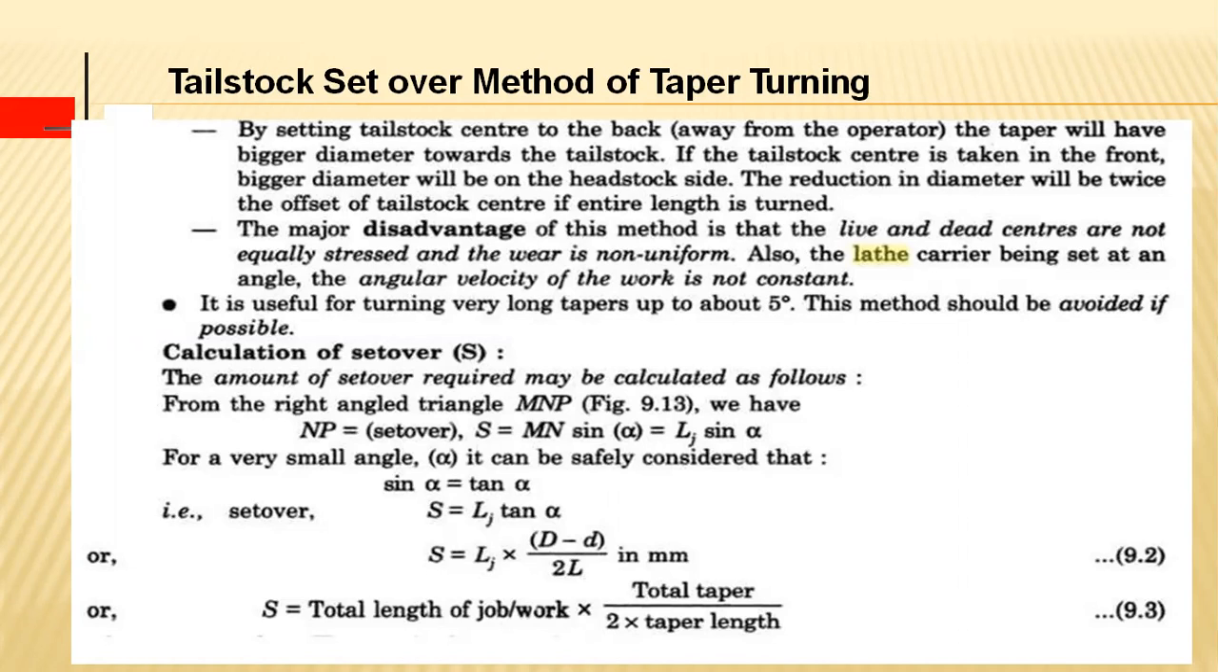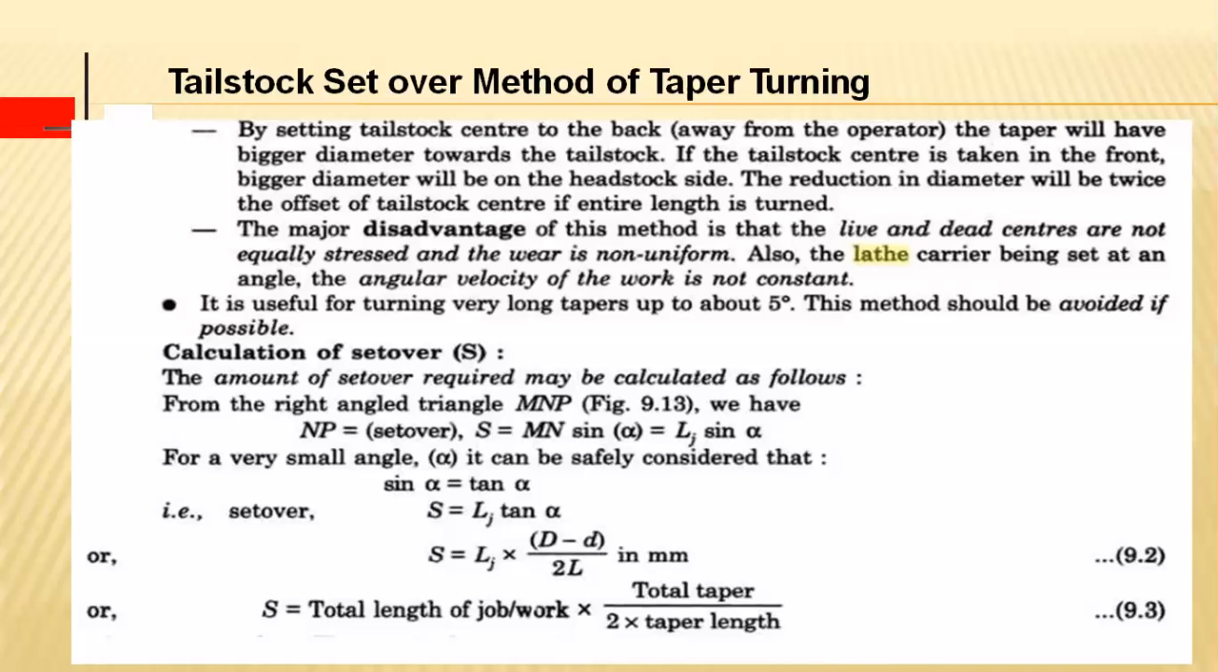Here, the greater disadvantage of this method is that the live and dead centers are not equally stressed, because there is no uniform condition occurring. Due to this, during the operational process on the lathe machine at a set angle, the angular velocity of the work is not at all constant. It will get varied. So that's why the deviation is cast during the turning process.